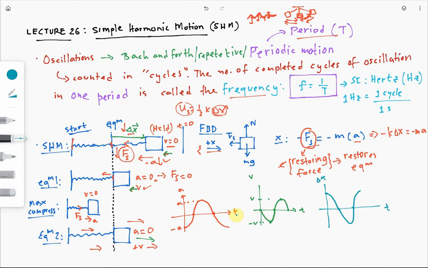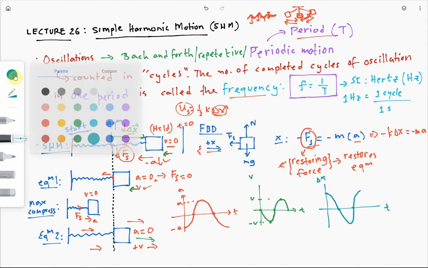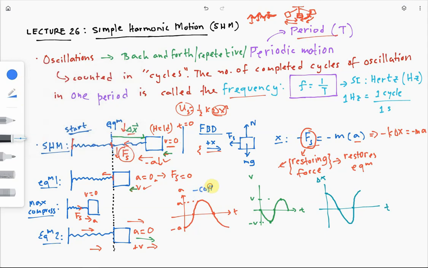So the relationship between each of these graphs is, we can see that these are actually graphs of trigonometric functions, or what we call sines and cosines. The graph for acceleration is a negative cosine graph. The graph for speed or velocity is a negative sine graph, and the graph for position-time, or delta x over time, is a positive cosine graph.